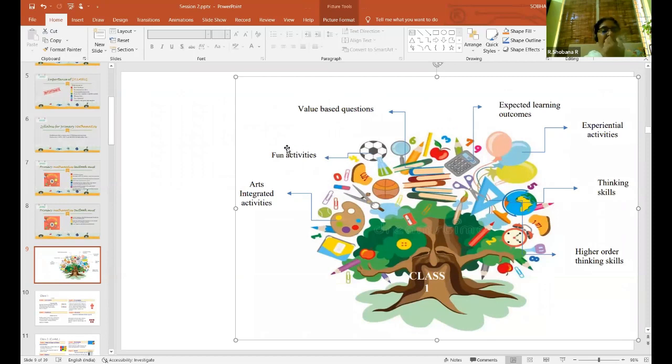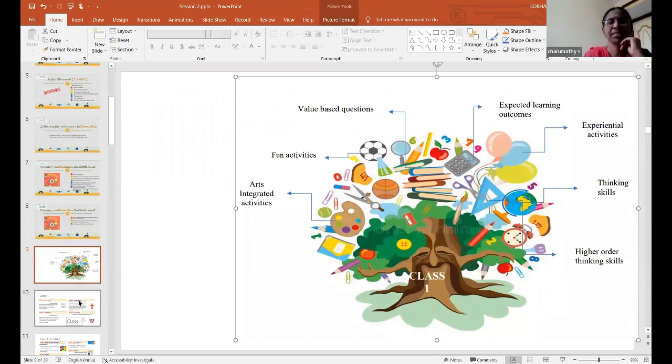They also must have fun activities, because maths must not be a very dry subject with only numbers and operations on the board. It must have a lot of fun activities, and it must also have arts integrated activities, so that children who are talented in all domains can understand and follow mathematics. So with this, we will come to the discussion of syllabus of class 1.